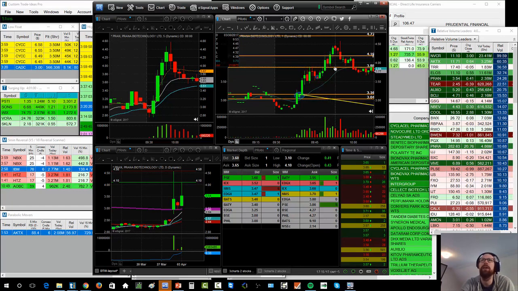All right, so this one here you can see was almost the same exact setup as today. We pop up, we pull back for one moment. First candle to make a new high is the entry. Okay, so let's look at another one.